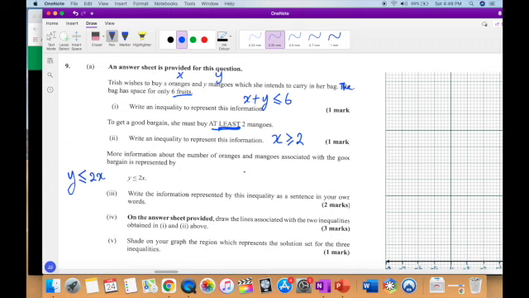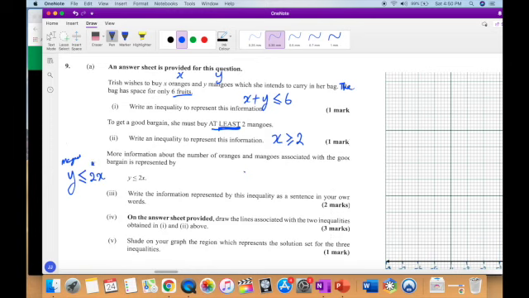More information about the number of oranges and mangoes associated with a good bargain is here. Our next one: y is greater than or equal to 2x. So what does that say? Somebody tell me, what does this mean in English? y is the number of mangoes, x is the number of oranges. So this means that in order to get a good bargain, the number of mangoes must be less than twice the number of oranges.